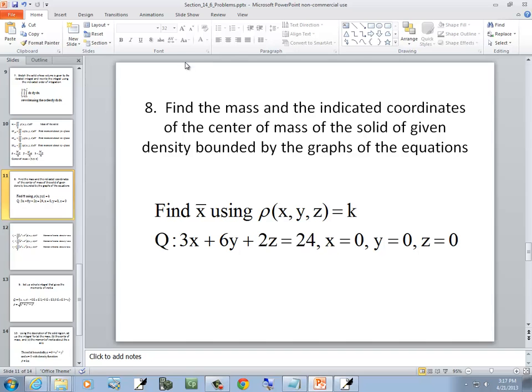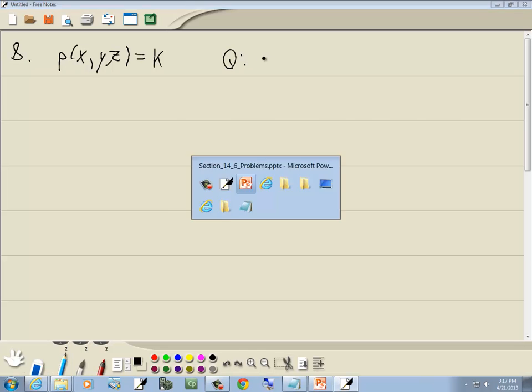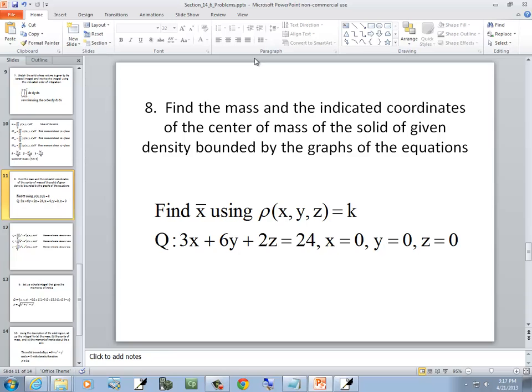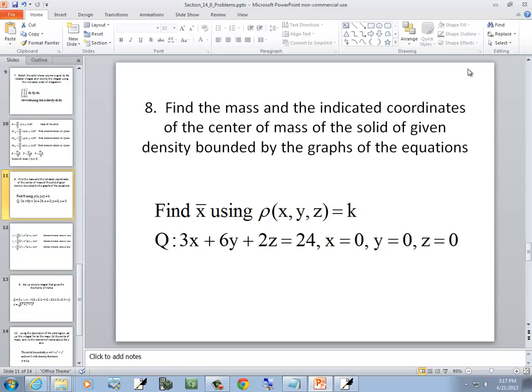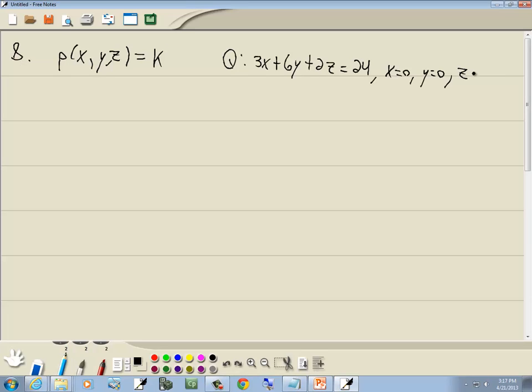That's equal to k. And then Q is bounded by 3x plus 6y plus 2z equals 24, and x is equal to 0, y is equal to 0, and z is equal to 0. Now remember, we have to have bounds on items, because otherwise you've got a three-dimensional shape that goes on forever. It's got an infinite shape to it.